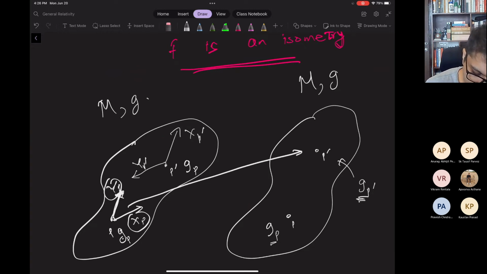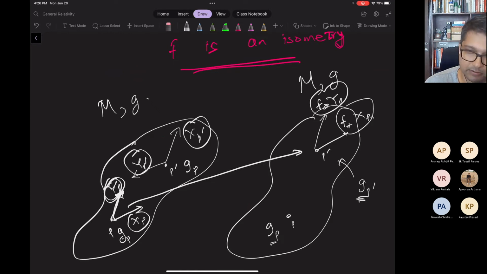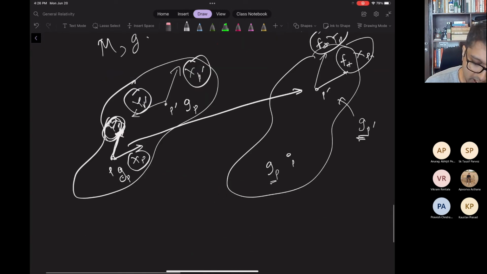So it's going to give me some vector at P prime, which I call the push forward vector F star XP, and the push forward of this vector, which we call F star YP. In general, these vectors are not the same as XP prime and YP prime. These are the push forwards of the two vectors. And now we're not going to push forward GP. We could have pushed forward GP using the inverse map, but we're not going to do that.